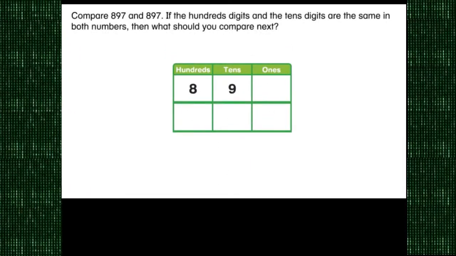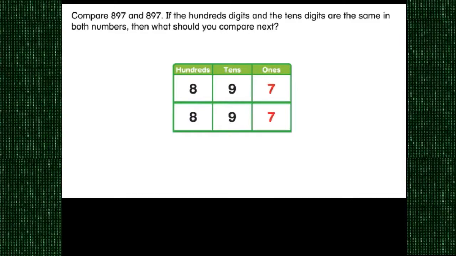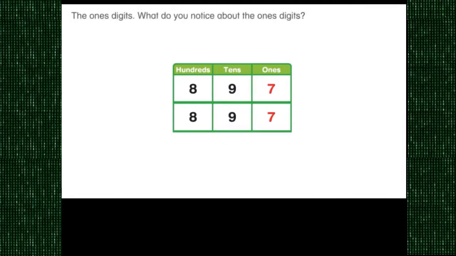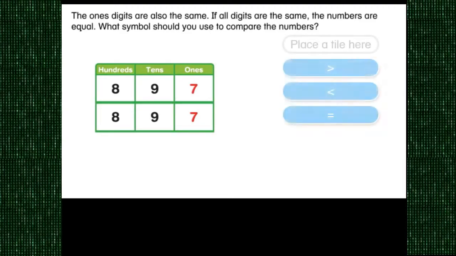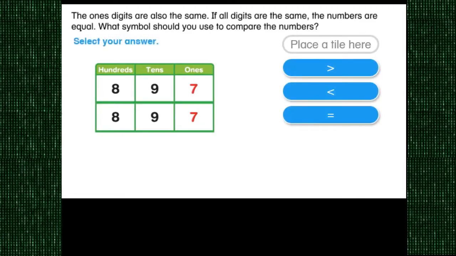Compare 897 and 897. If the hundreds digits and the tens digits are the same in both numbers, then what should you compare next? The ones digits. What do you notice about the ones digits? The ones digits are also the same. If all digits are the same, the numbers are equal. What symbol should you use to compare the numbers? Select your answer.